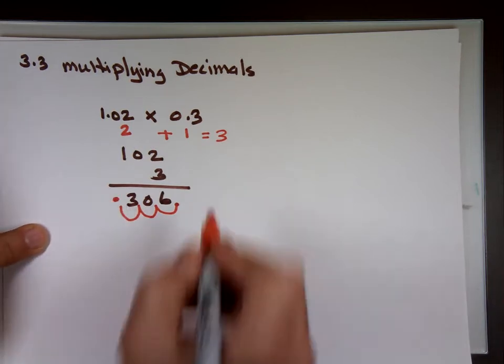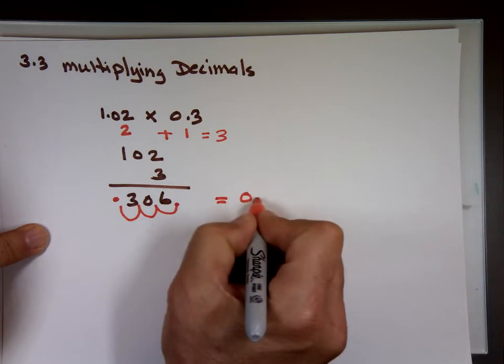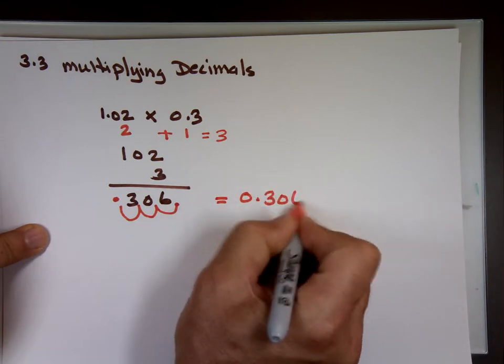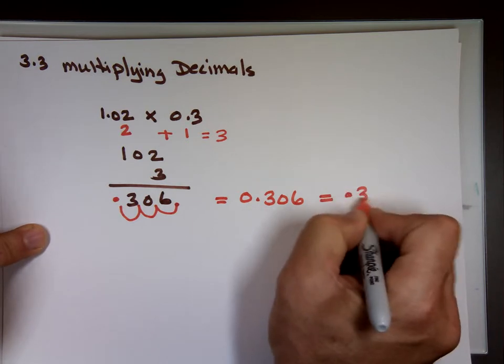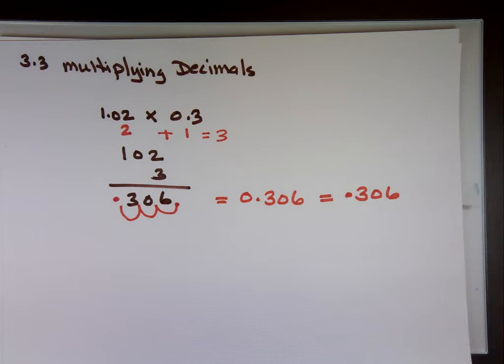And there's my answer. My answer is 0.306. As I said last time, you can write it without the 0. And that's fine too. Either way.